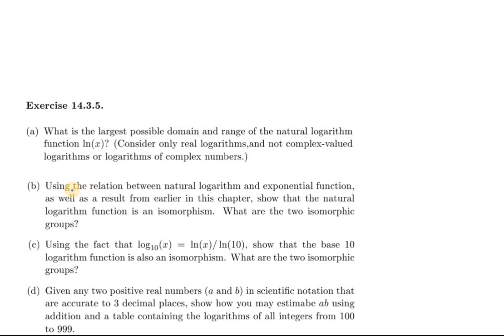All right. So part B, using results in relation between natural logarithm and exponential functions, as well as a result from earlier in this chapter, show that the natural logarithm function is an isomorphism. And what are the two isomorphic groups? All right, so you want to kind of leverage what you showed in the earlier exercise to show that natural logarithm is also an isomorphism.